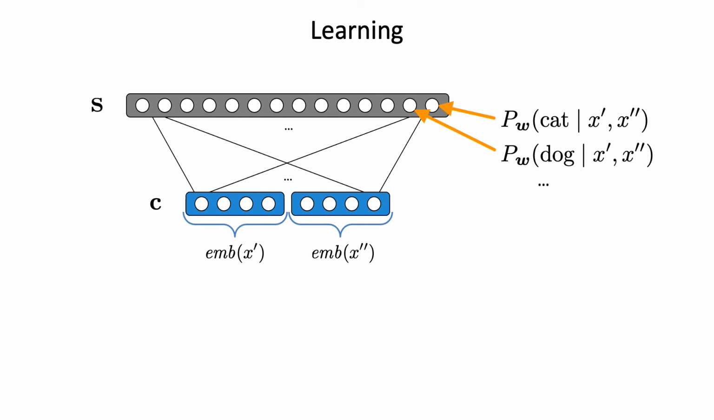So far, we've talked about a way to compute a trigram probability using a neural network with a single fully connected layer and a softmax. We'll collect together all of our parameters into W to match our notation from earlier in the course. But we haven't yet talked about learning.